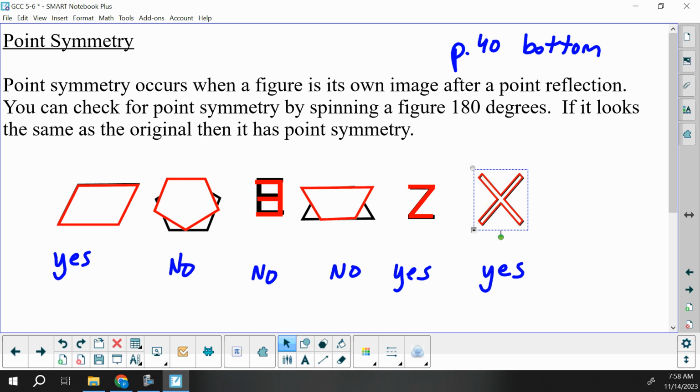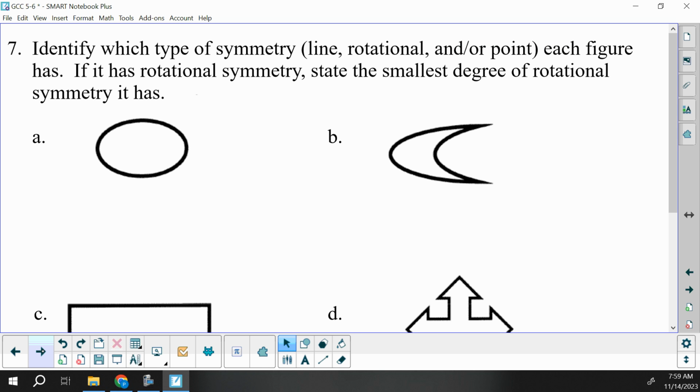So our three symmetries for today: line symmetry, if you fold it over that line and it lands on top of itself, then it has line symmetry. Rotational is if you spin it a certain number of degrees and the figure looks the same, that's your rotational symmetry. And then point symmetry is if when you spin it 180, or in other words upside down, it looks the same, then that would be point symmetry.